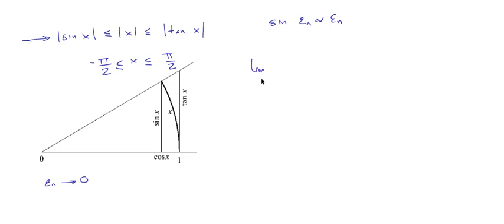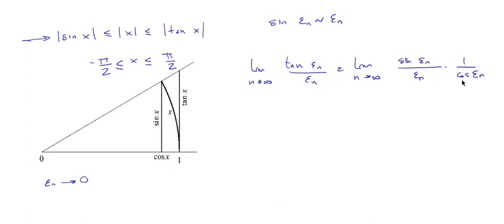Now finally, the limit when n goes to infinity of the tangent of epsilon sub n divided by epsilon sub n is just the limit when n goes to infinity of the sine of epsilon sub n divided by epsilon sub n times 1 over the cosine of epsilon sub n, right? Because the tangent is sine over cosine. Now the limit of this is 1, we just proved it, and the limit of this is 1.